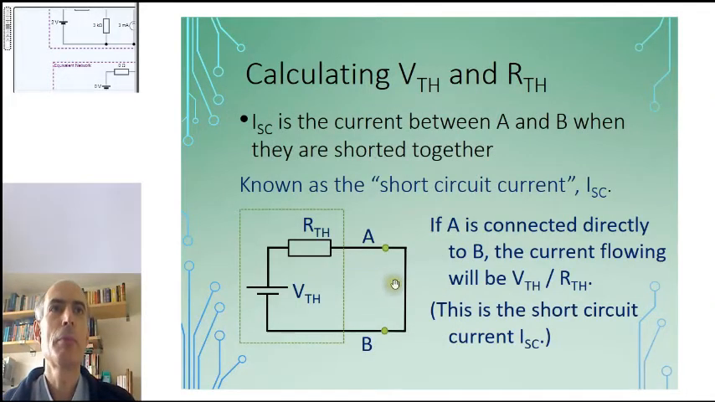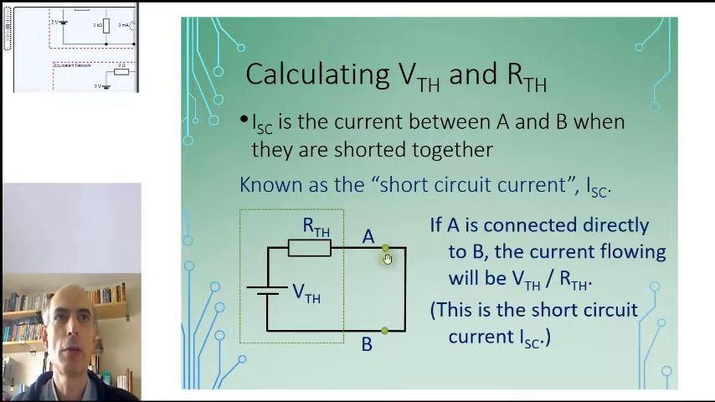This you can do by connecting a wire between the two terminals of the network. This is known as a short circuit. And then measuring the current flowing between A and B. Well, if you look at the Thevenin equivalent model, the current flowing through A and back through B would just be VTH divided by RTH. And that is known as the short circuit current.